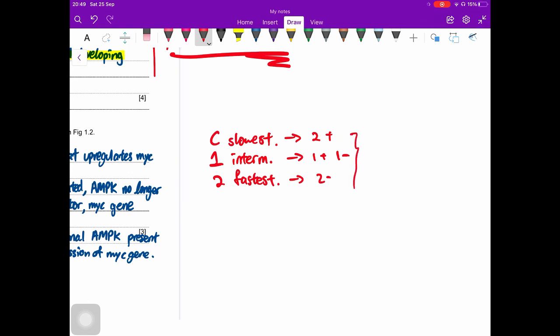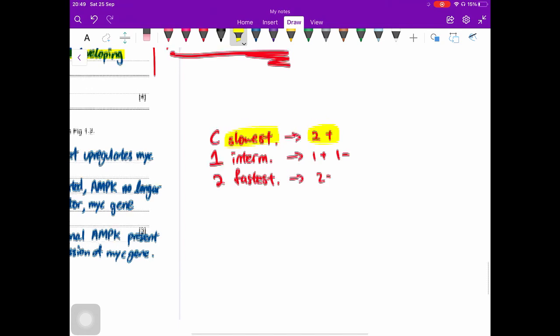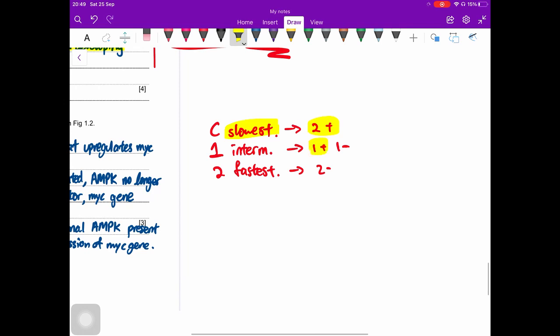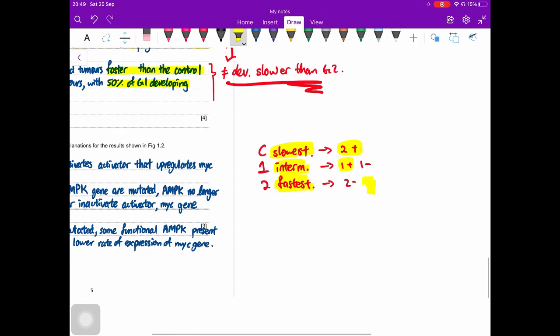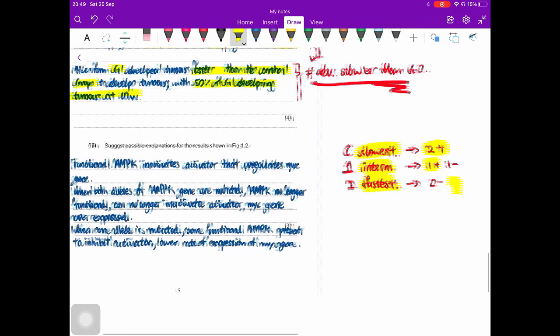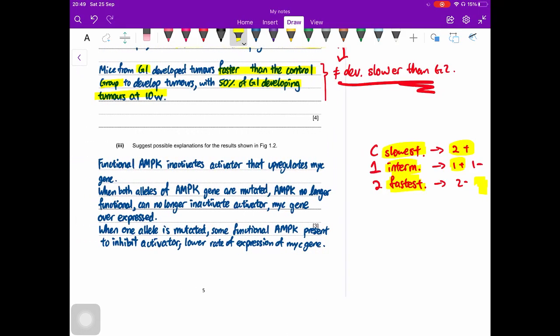Going back to the genotype mentioned above. So because it has 2 functional alleles, the control group develops it slowest. When there's 1 functional, it develops at an intermediate rate. And when there's 0 functional alleles or 0 normal alleles, they develop tumors the fastest. So we can see a correlation between having the normal allele in your AMPK gene and having no normal alleles in your AMPK gene. The more that is present, the slower tumors form.